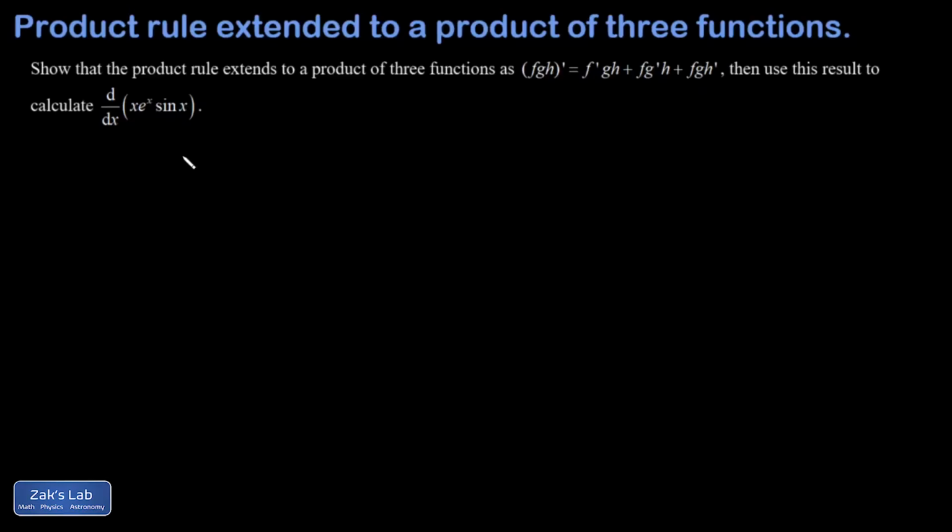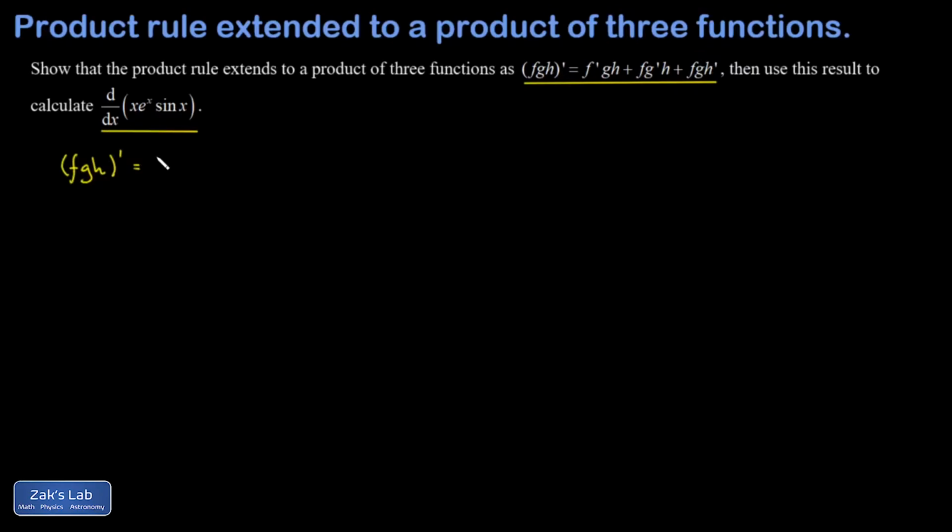In this video, we're asked to show that the product rule extends to a product of three functions, and this is how it works. If I take a product, fgh, and I differentiate it, I end up with three terms, and in each one of those terms, just one of the participant functions is differentiated. After we prove this, we're going to apply it to the derivative of x e to the x sine x.